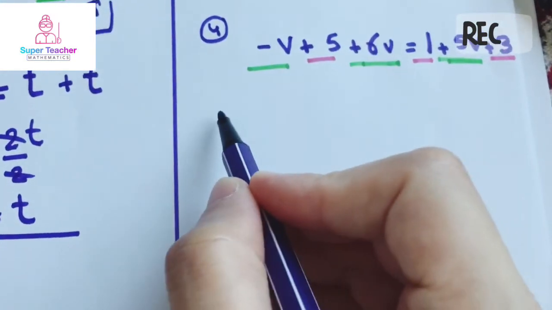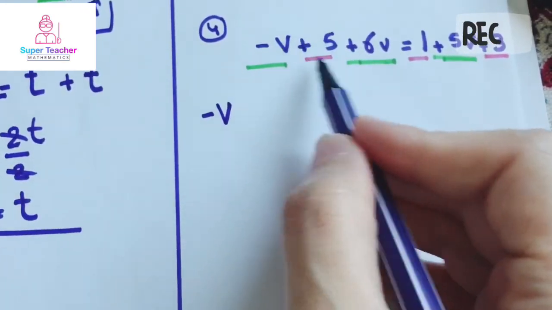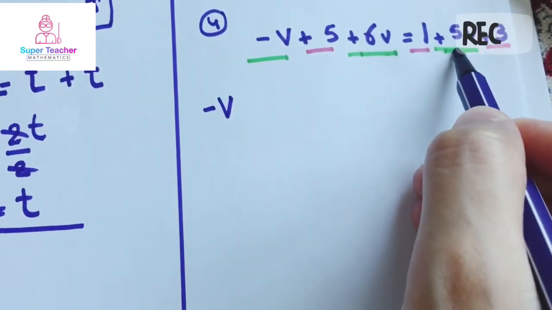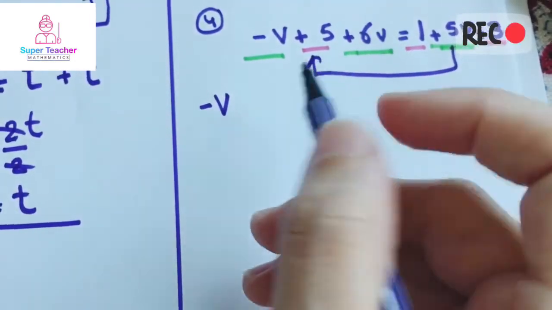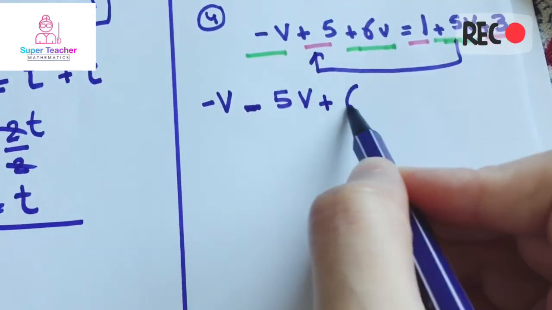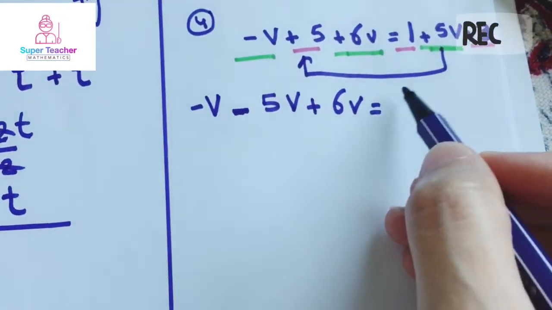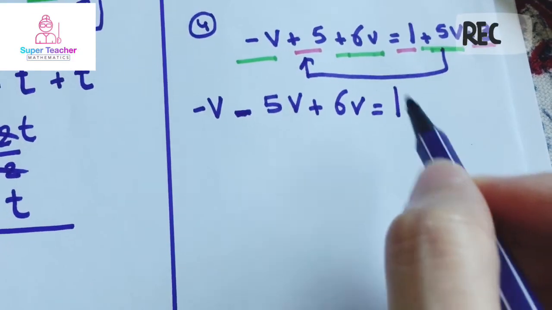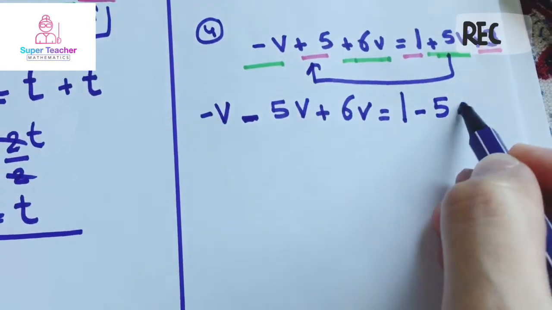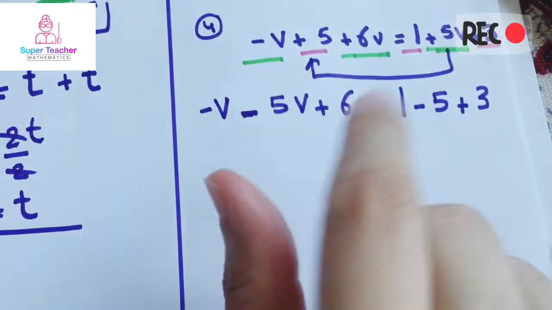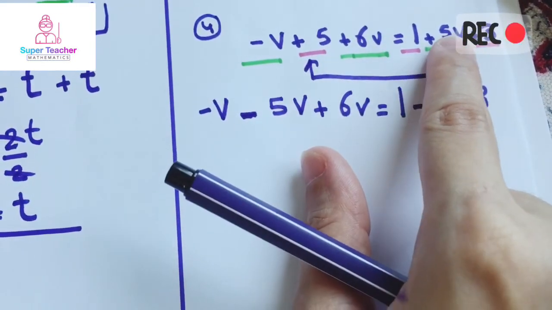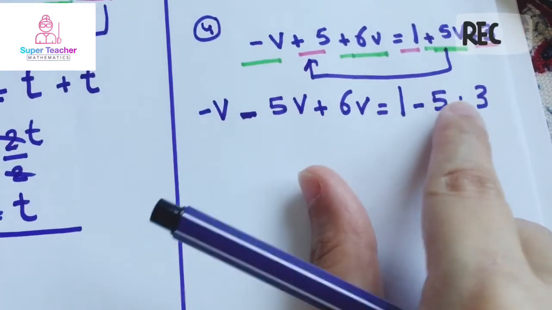So this one I will write already, negative v, and instead of the plus 5, the 5v will come here, so it will be negative 5v. Okay, and also I have plus 6v. I didn't change it, so I keep the sign the same, and I have on this side 1. What will come instead of 5v? The 5 will come here, so it will be negative 5 plus 3. I didn't change it. So what I did only, I took the 5v here and I took the 5 to the other side. So this one will be negative and this one will be negative.